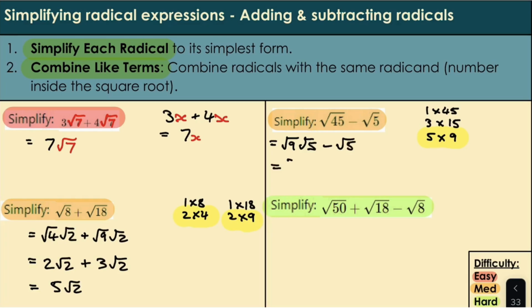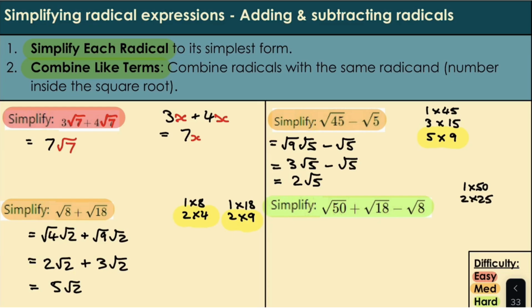Root 9 is 3, so we have 3 root 5 minus 1 group of root 5. So we have 3 groups of root 5 minus 1 group of root 5. That is 2 groups of root 5. And there's my answer.